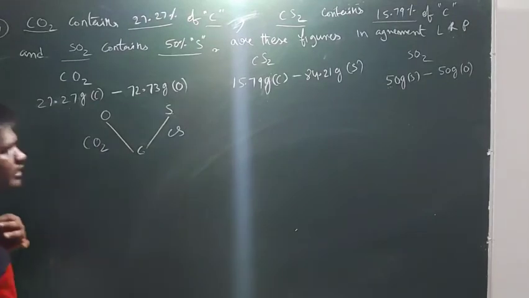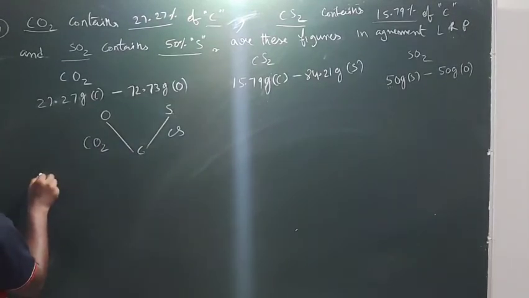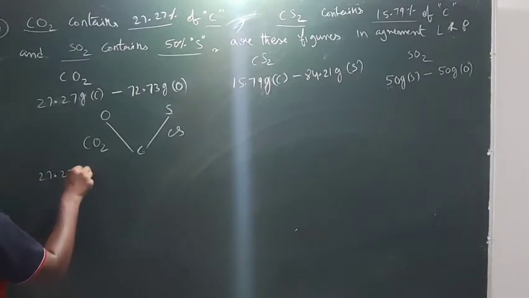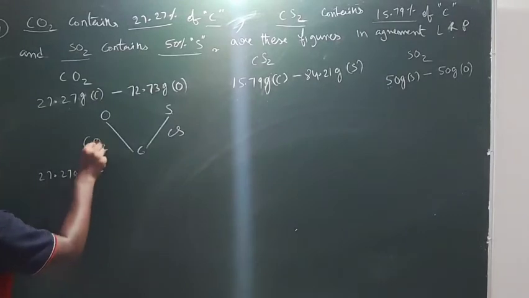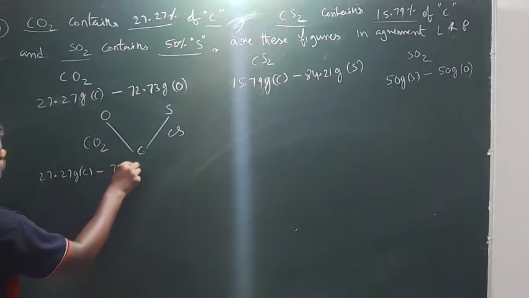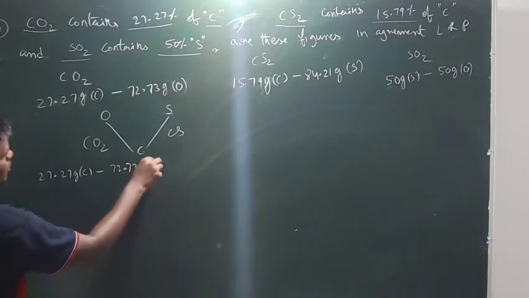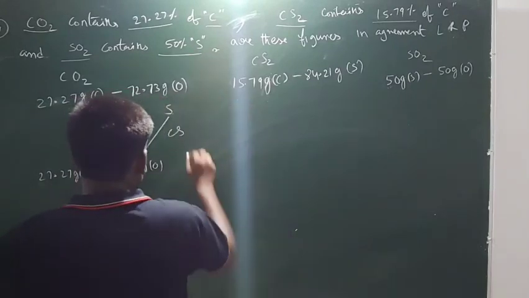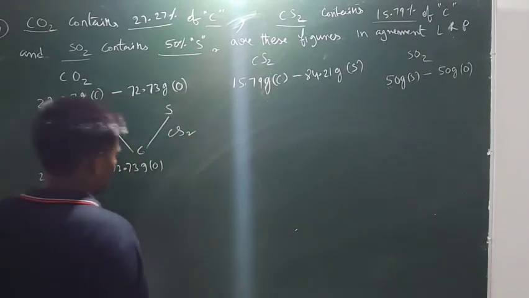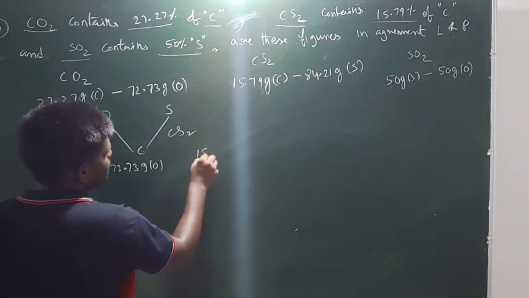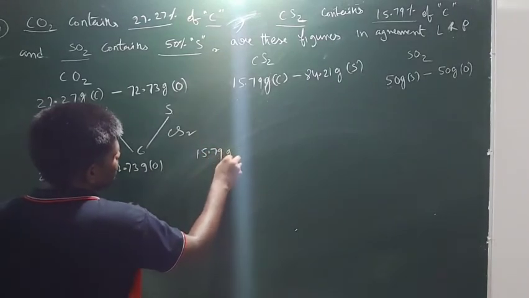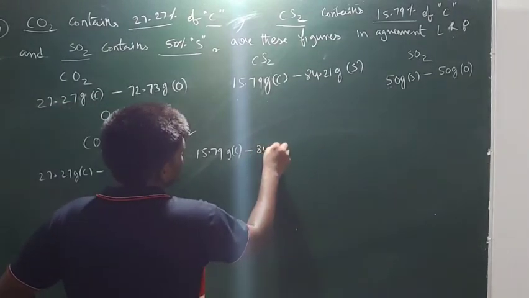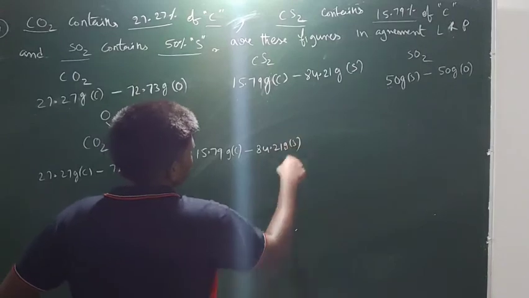Let me write it neatly here. In CO2, mass of the carbon is 27.27 grams. And here the mass of the oxygen, also write at a time: 72.73 grams of the oxygen is present in the CO2. Next one, guys, in CS2, what is the mass of the carbon? Mass of the carbon is 15.79 grams. And what is the mass of the sulfur in the CS2? That is 84.21 grams. This is the mass of the sulfur.